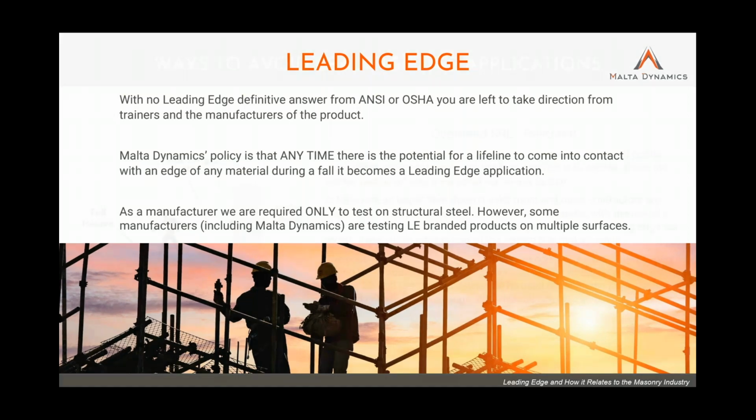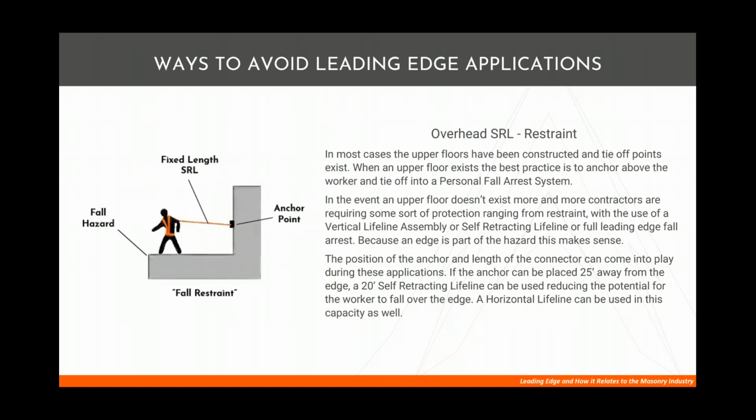So, ways to avoid leading edge applications. Now, here we have a person in fall restraint. So I want you to look at this graphic on the left. We have a guy, and we're going to say for argument's sake that he's 12 feet away from the wall here. So we put the anchor 12 feet away, and guess what? We put him in an 11-foot retractable. So if the retractable is 11 feet and the edge is 12 feet away, guess what? That guy's in restraint. He's not in fall arrest. That's the best way to handle this scenario.